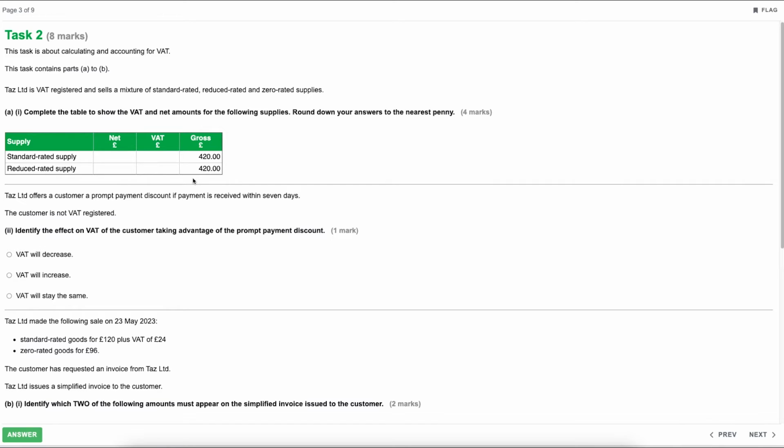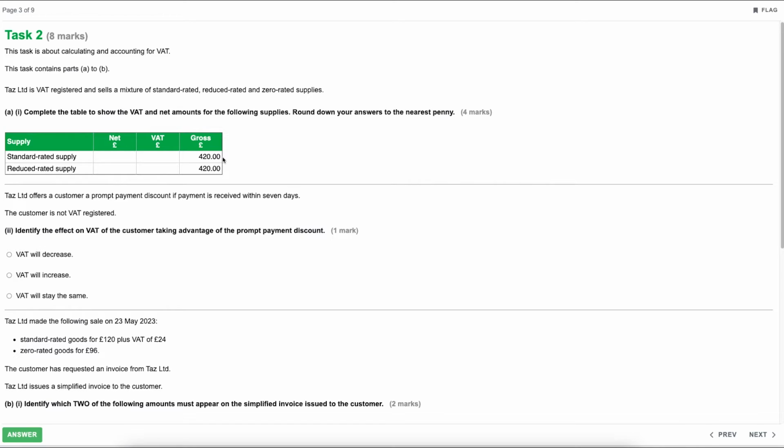Now I fully appreciate that for the standard rated supply, the easy method to get the VAT is to take your gross and divide it by 6. However, that doesn't work for the reduced rate. There are other cheeky little methods, but I think we should look at this from a mathematical perspective because it will help further down the line with your other AAT studies. So we will do this calculation as we should from a mathematical perspective.